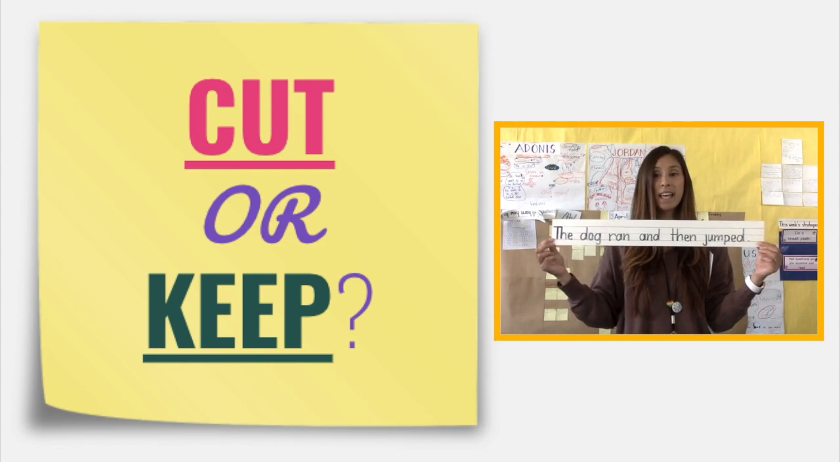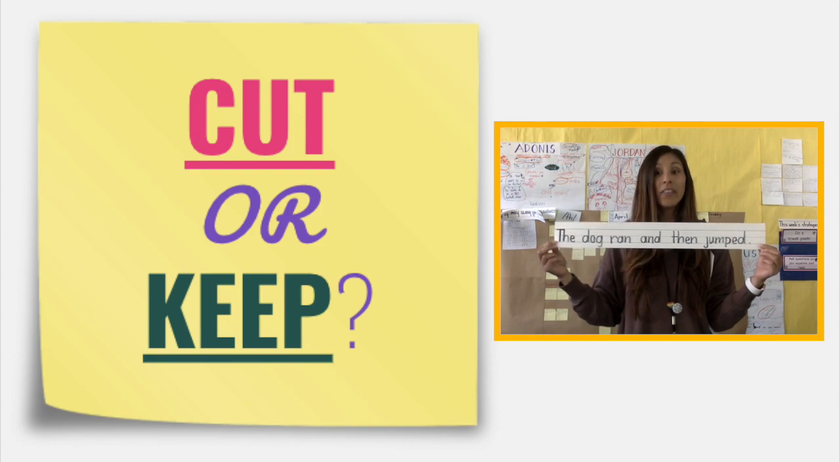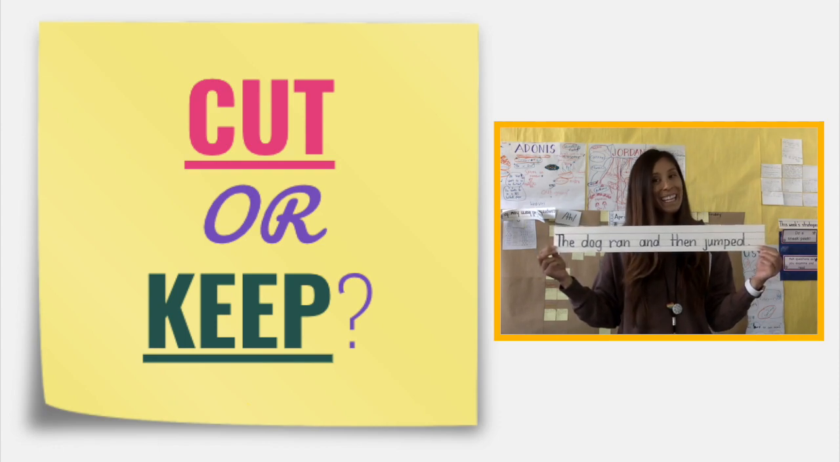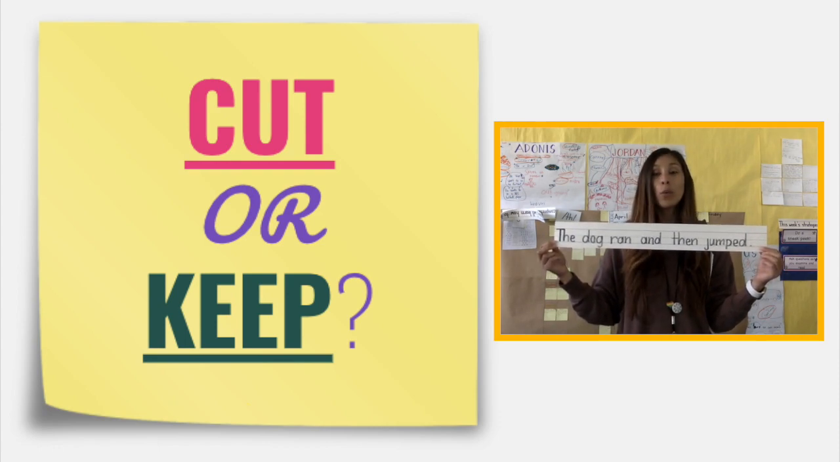This one, remember, said, the dog ran and then jumped. Let's take away the "and" to see if both parts make sense. The dog ran. Yes, that does make sense. Then jumped. That doesn't make sense on its own, which means that the second part, the part that comes after the word "and," only makes sense when it's connected to the beginning part. So this "and" actually couldn't be cut. It would need to stay in the sentence.